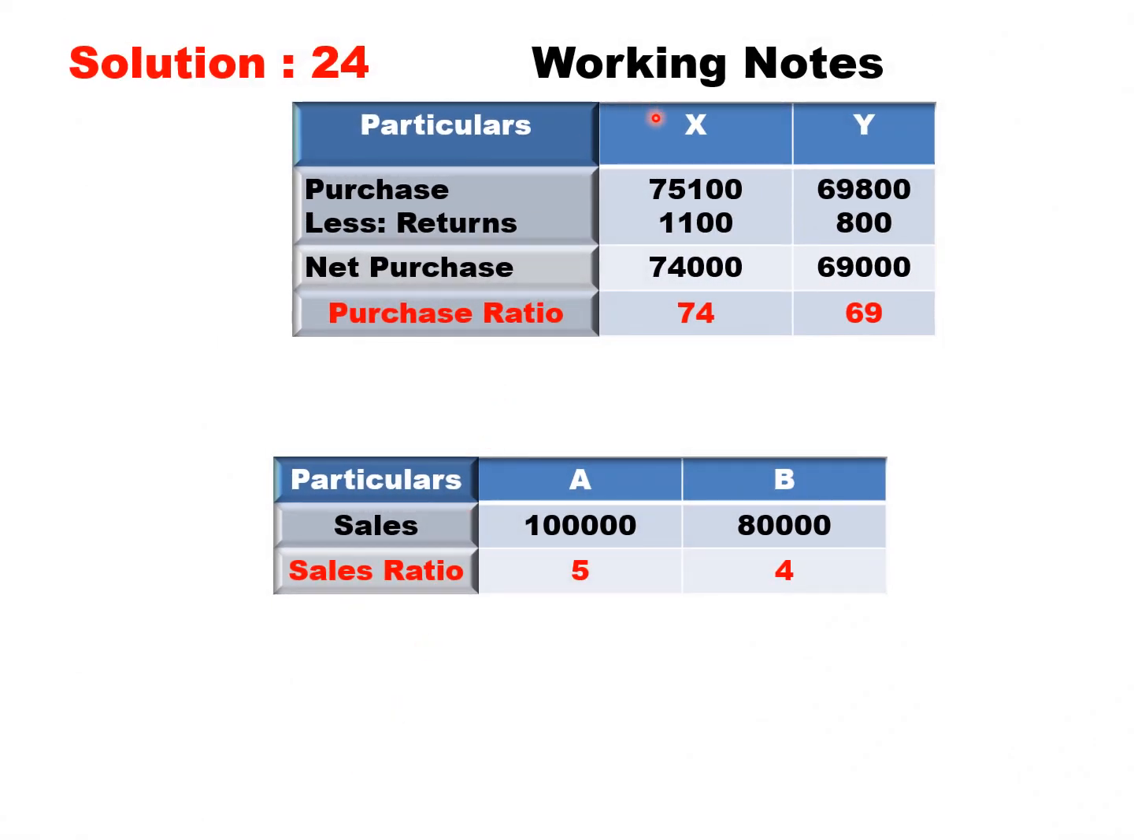Now the working note, students. First you need to calculate the purchase ratio. Purchase less returns, you get 74,000 and 69,000. So the ratio you get is 74:69. Sales, there is no sales returns, so you get ratio 5:4. I mean, 2 4s are 8, 2 5s are 10. If you cancel the zeros, 2 4s are 8, 2 5s are 10.